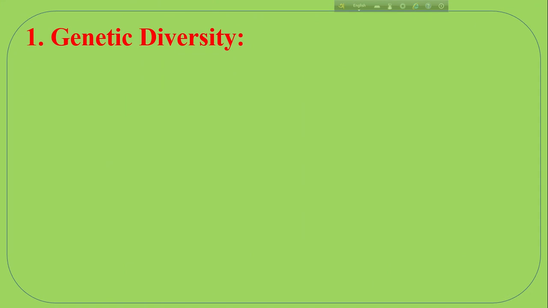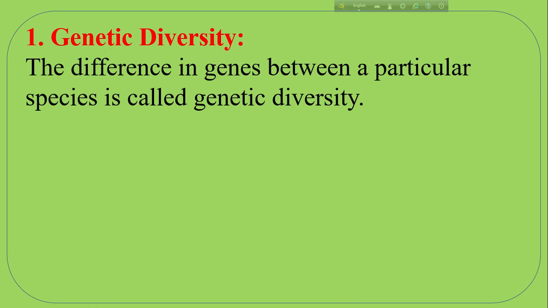Number 1, genetic diversity. You know, genes are responsible for carrying the characteristics of each and every living organism. Here in genetic diversity, the genetic makeup or genetic arrangement is different. That's why the characteristics are different. The differences in genes within a particular species are called genetic diversity.